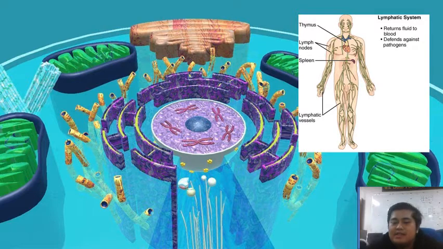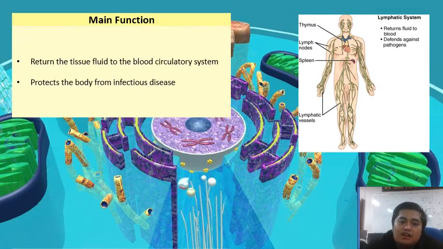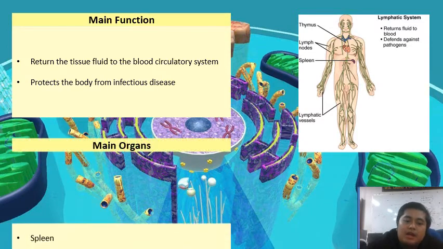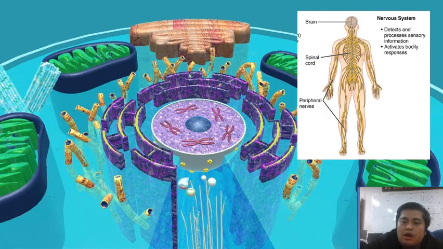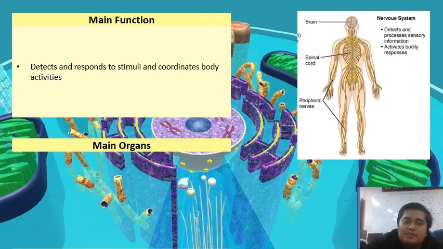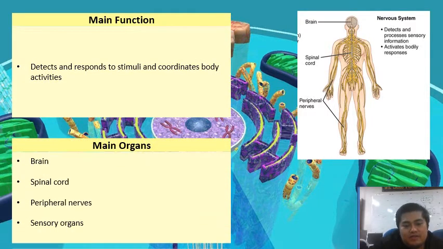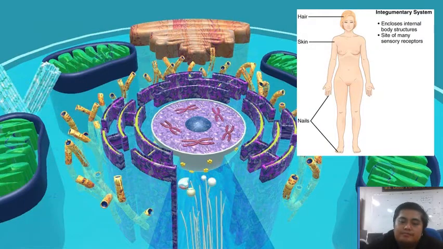Next is our lymphatic system. So, main function dia adalah untuk return the tissue fluid to the blood circulatory system and to protect the body from infectious diseases. So, main organs involved are our spleen, our lymphatic vessels, our lymphatic nodes and our bone marrow. Our nervous system pula, so dia punya specific function adalah to detect and respond to stimuli and to coordinate body activity. So, dia punya main organs involved are the brain, spinal cord, peripheral nerves and sensory organs.